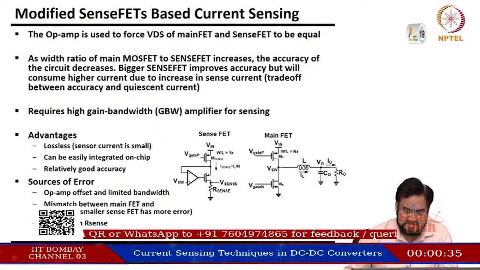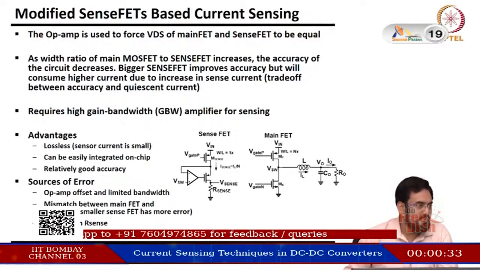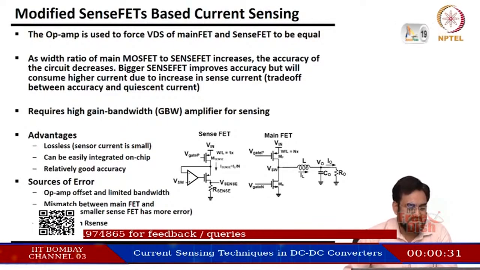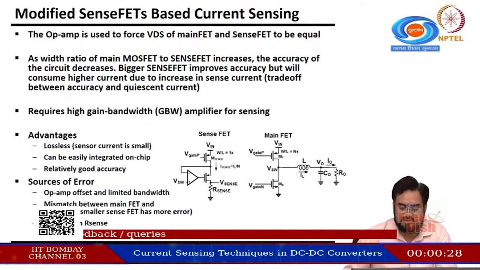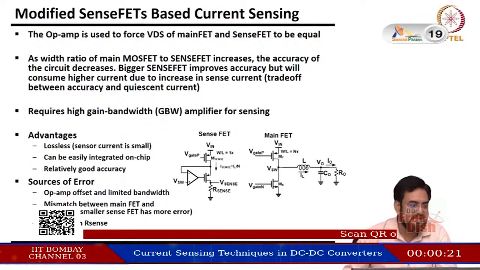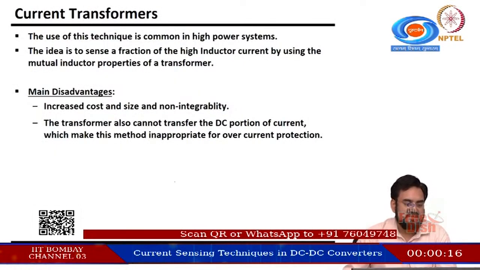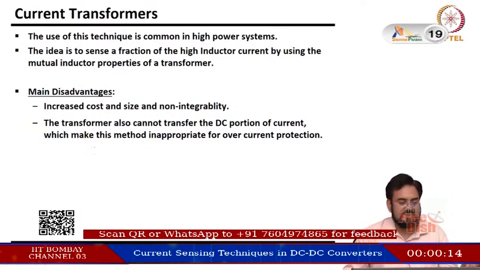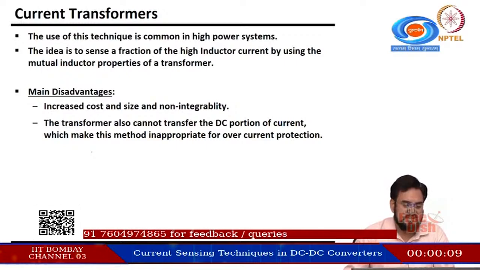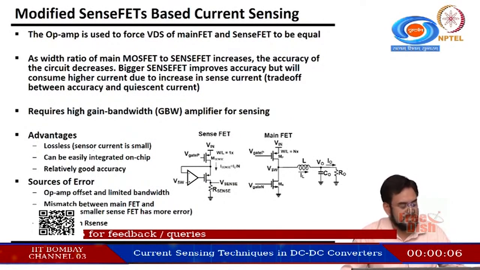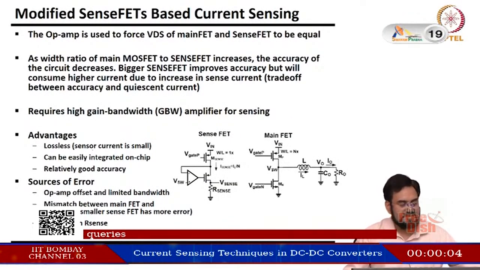Okay, so the advantage here is that everything is fully integrated, no external components are required. It's lossless. When I say lossless, there is no additional loss in the current path, and this is very small. If you compare, this is a milliamp of current compared to an amp here. A current transformer we never use actually, because it's bulky, it cannot be built on chip, so that's very bad. But this is the most commonly used in MOSFETs. Okay.